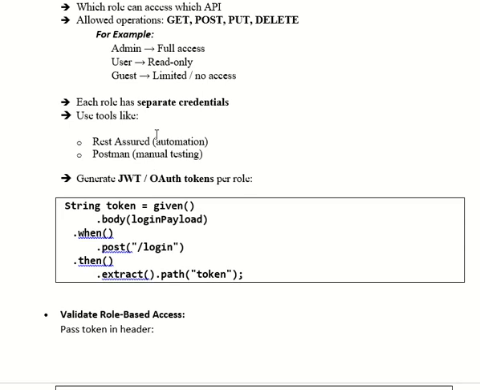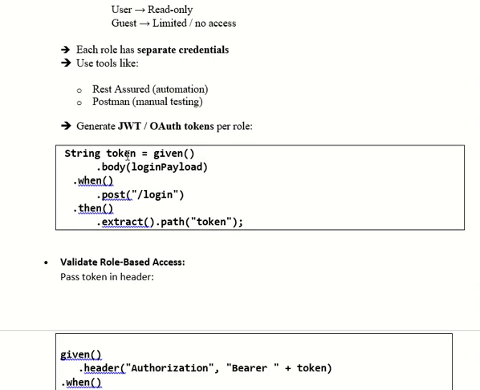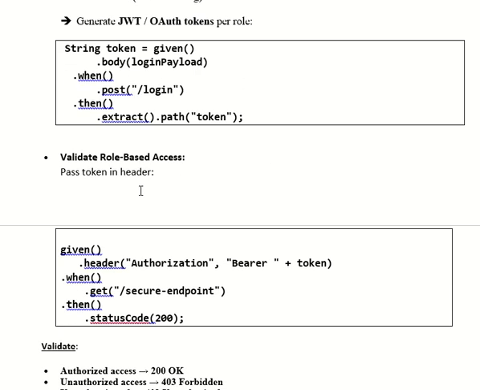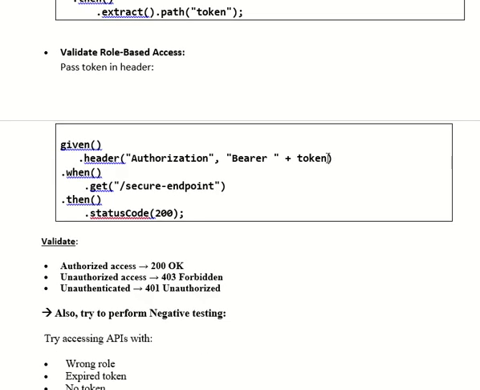And then we use tools like Rest Assured for API automation and Postman for manual API testing. Okay, then we generate the auth tokens for each role. You can give the snippet of this code, and then we validate the role based access by passing the token in the header.